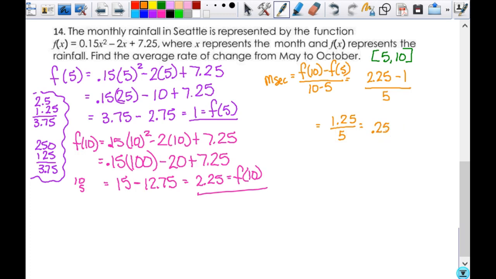Okay, and then that's my number, but it says find the average rate of change from May to October. And we've got x represents the month, f of x represents the rainfall. So it's 0.25, the rainfall in what? In inches. Yeah, it doesn't even say that, does it? Dang it. Okay, so 0.25, it's inches per month. I'll make sure the test one doesn't have, I don't know what happened to my inches. It's inches per month. And there you go.